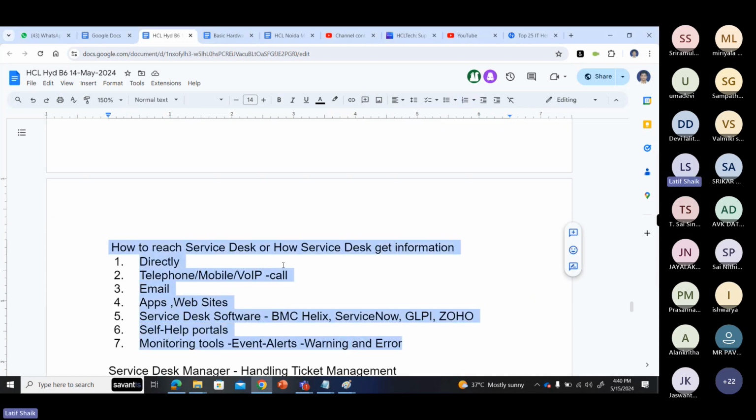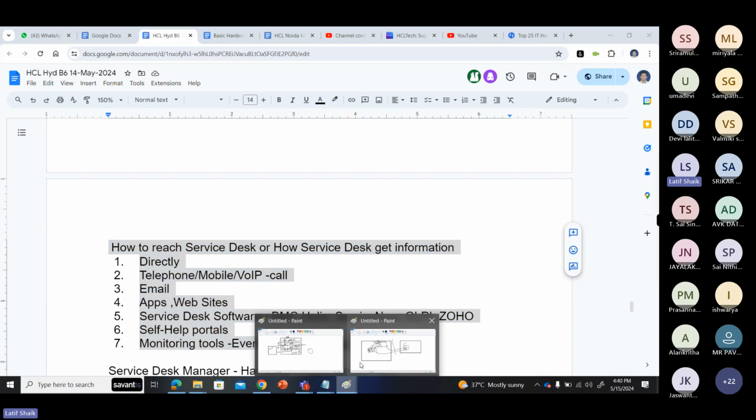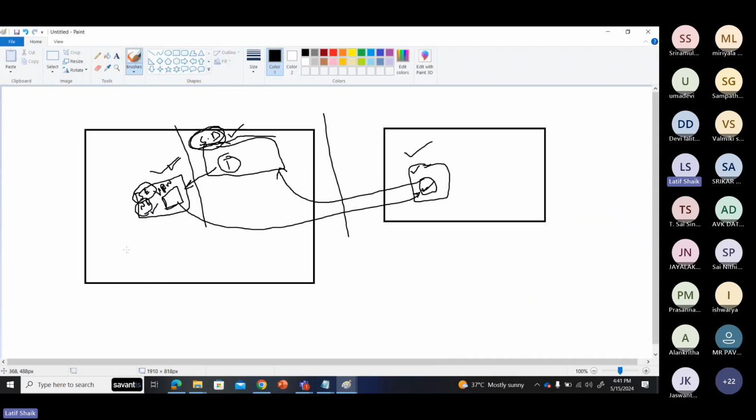How to reach a service desk? Already I told one example, that is, I got a problem with my Wi-Fi connectivity. So how do I reach my service desk? Because the service desk is in my place, I went to the service desk people. Then I asked them to help me connect it, because I know the service desk location.